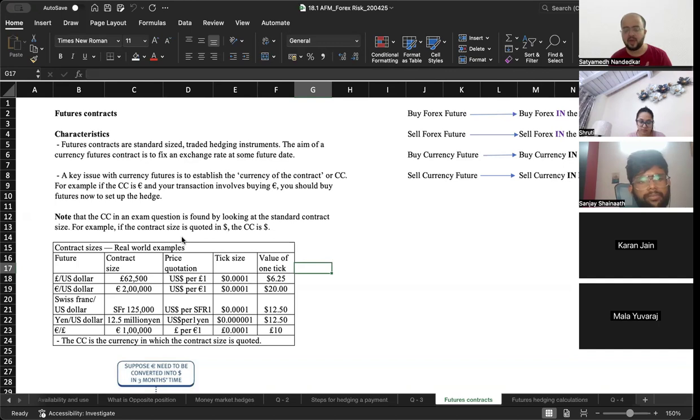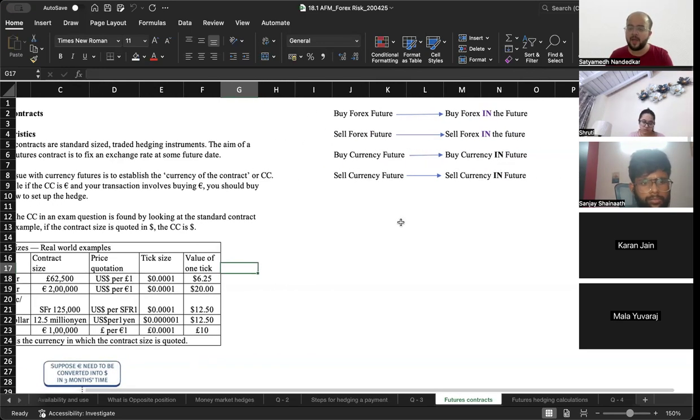As a student myself, I always got this confusion: what do you mean by buy forex future and sell forex future? So to convince myself, I came up with a solution. Whenever they say buy forex future, I just told myself to insert the word in. Buy forex future means buy foreign exchange in the future. If the question says sell forex future, what it means is sell foreign exchange in the future. So by adding the word in, it became very easy for me as a student whenever they kept on using the words buy forex future, sell forex future, and I got a very clear idea in terms of what is happening. Am I buying or am I selling?